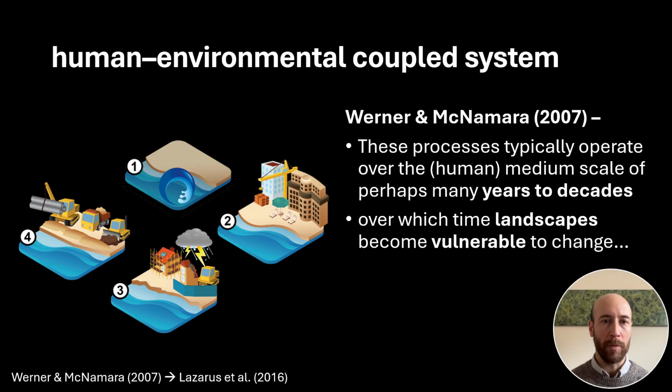Okay, the definition continues a short bit. These processes typically operate over the human or medium timescales of many years to decades, over which time the landscape becomes vulnerable to change. So the landscape in 2 becomes vulnerable to change. Whatever natural processes are occurring in 1 are still at work in 2. So maybe that's a period of enhanced erosion, or maybe that's a consequence of subsidence and accelerated sea level rise, whatever it might be. Maybe that's an increase in storm intensity over time.